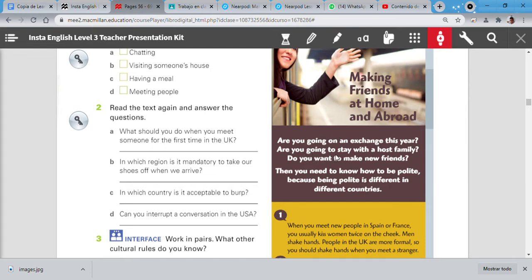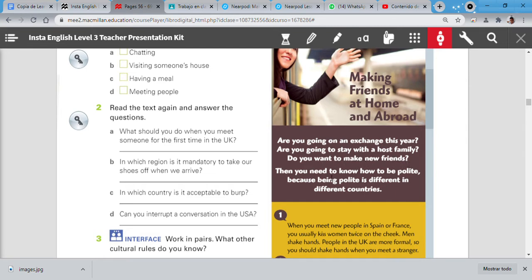Are you going to stay with a host family? Okay, in those cases, when you exchange school, sometimes you have two choices. Or you stay in the school, no? For example, in Mixto San Jose, you have the residence, or residencia, or you go with a host family, especially with a family that exchanges with the student. Do you want to make new friends?